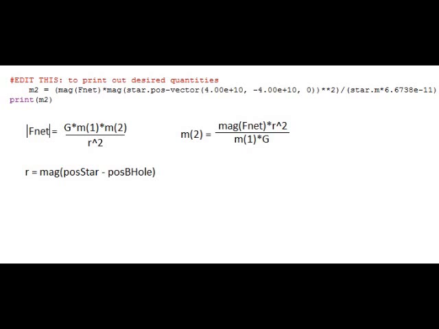So I solved for the mass of the black hole, which I'm calling M2 as you can see on the screen. And I used the position of the black hole given to me in the problem and the final position of the star for R. And I ended up getting 2.18 times 10 to the 31st kilograms, which was confirmed to be an accurate mass by WebAssign.